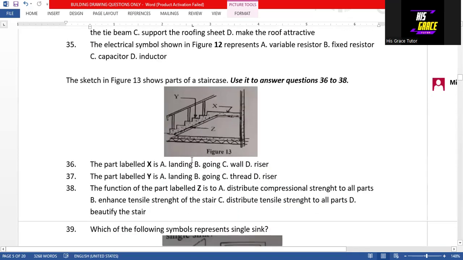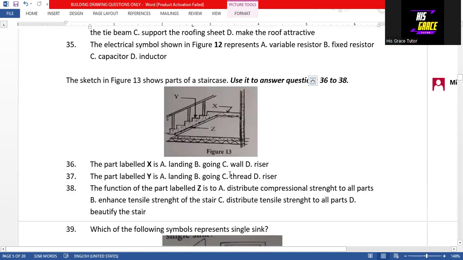Okay, then question 36 to 38, we have to make use of this diagram to answer question 36 to 38. Question 36 says that the part labeled X is a landing. That is option A is the answer to question 36. Question 37, the part labeled Y is a thread.